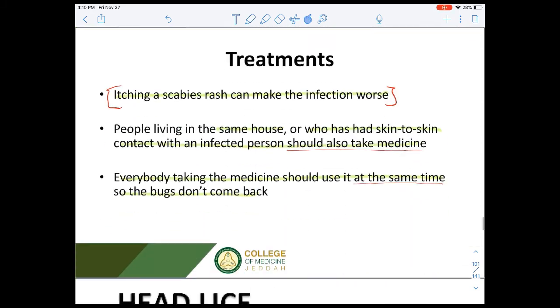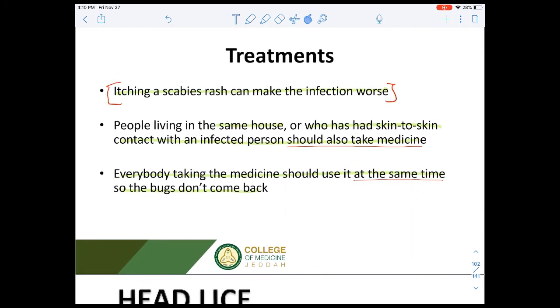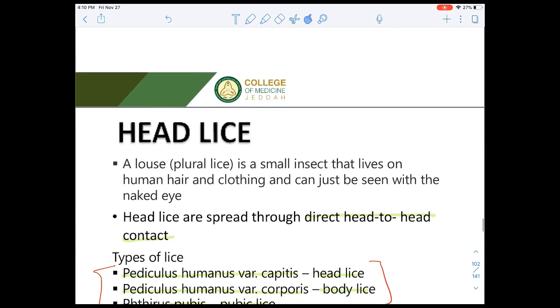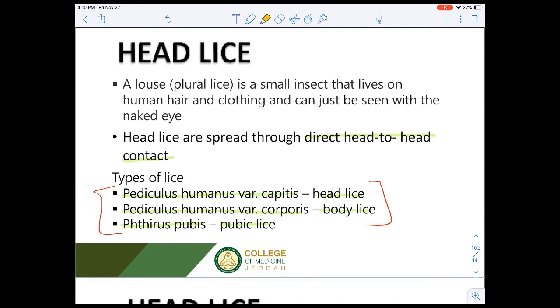For the treatments, scratching can make the infection worse. That is because you're basically making the mites travel to distant areas, and you're also spreading the allergenic antigens throughout your whole skin, so it would definitely make your infection worse. People who are surrounding you should also take the medication, and everyone should take the medication so as to eventually prevent the spread of the mites.